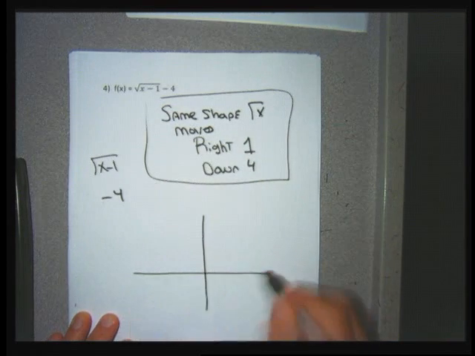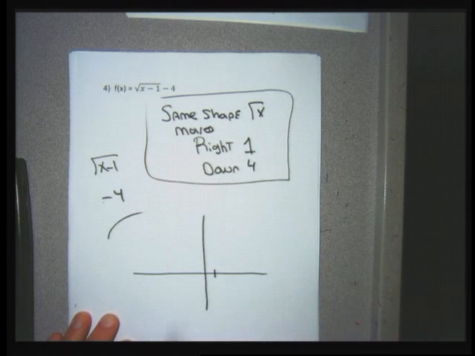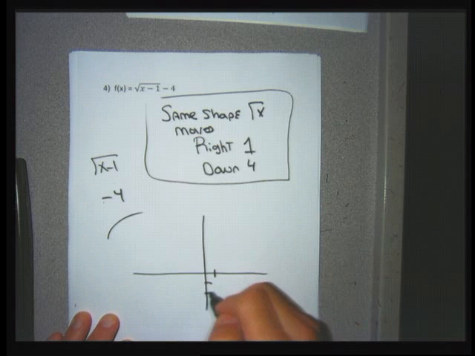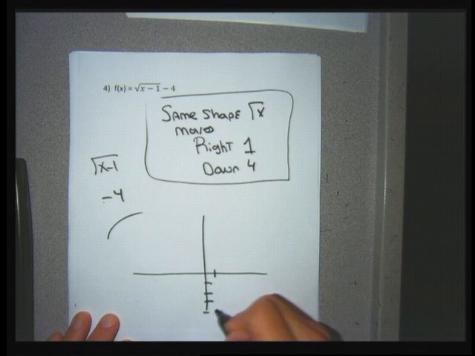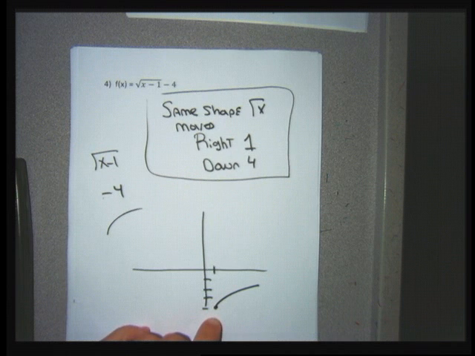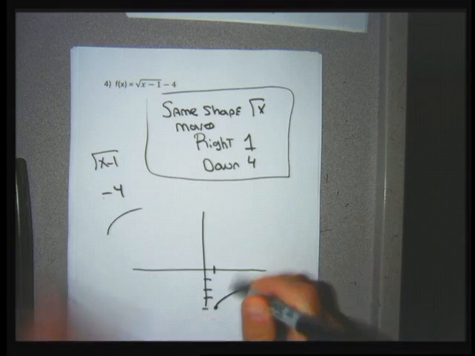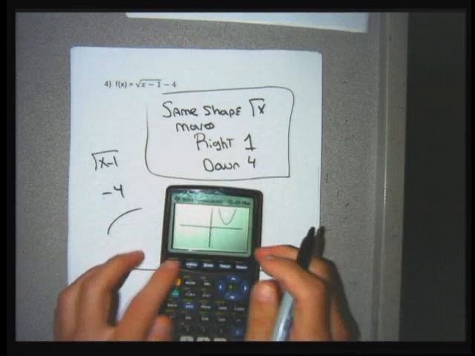And this is all I'd have to write for number 4 for my answer, but I'm going to make sure I'm right because I'm going to draw a square root. I know a square root is a half parabola on its side. I'm going to go right 1, down 4, and I'm going to graph it on my calculator. My calculator graph should look something like that, because this is a half parabola on its side, moved right 1 and down 4. So let me check to make sure my answer is right.